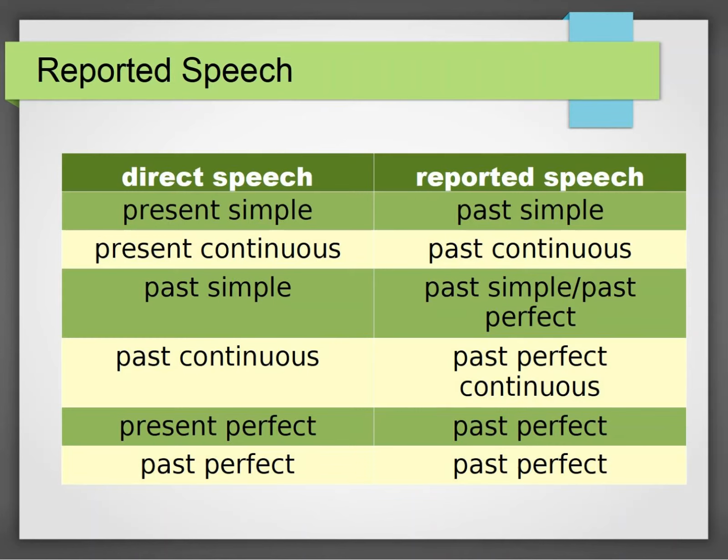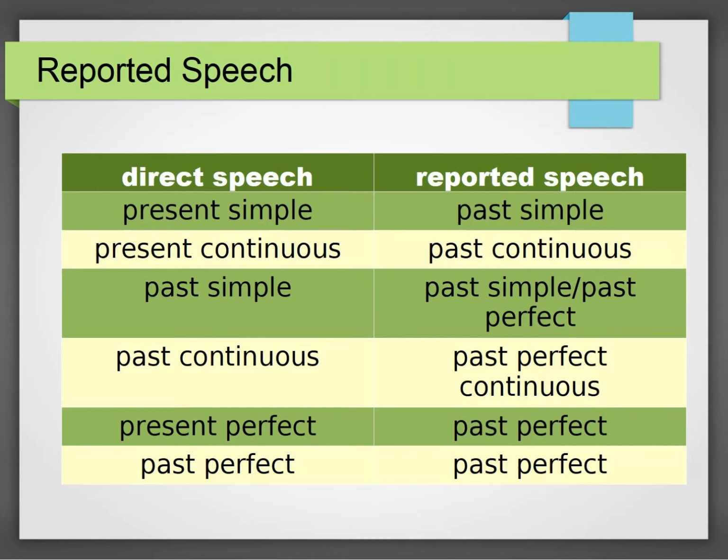So how do those tenses work? Well, with direct speech, we always use present simple, present continuous, past simple, past continuous, present perfect, past perfect, okay? In reported speech, we use past simple, past continuous, past simple, past perfect continuous, past perfect, and past perfect.